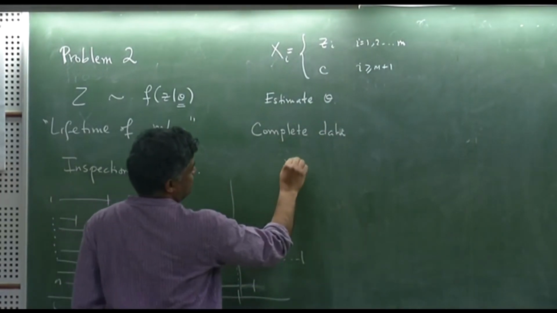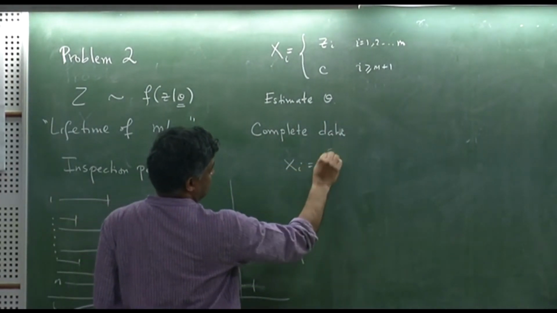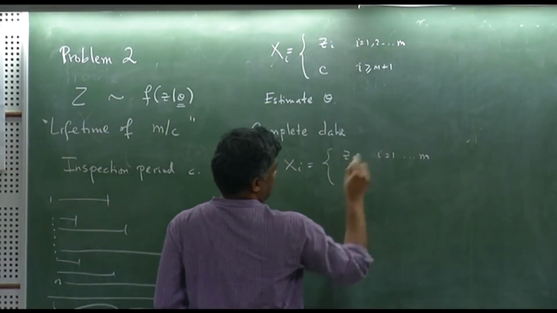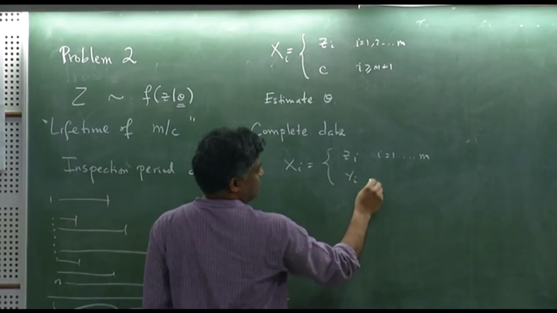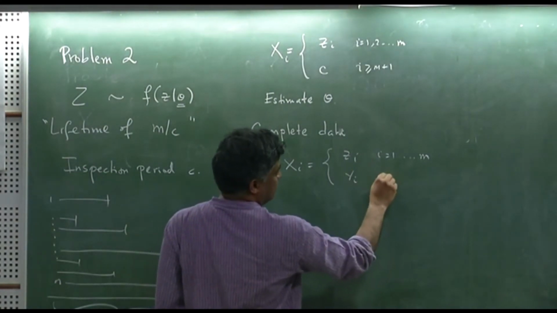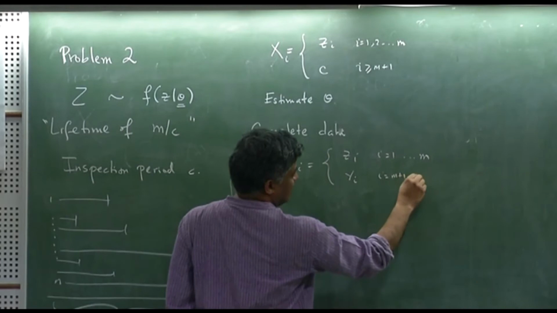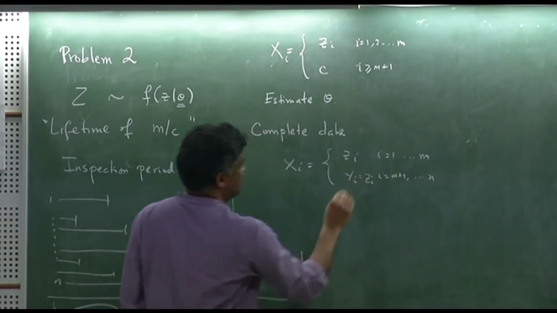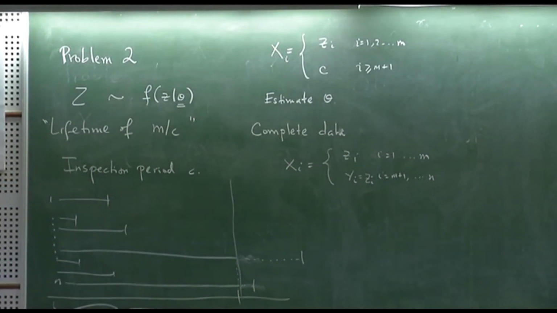Complete data in this case would have been xi equal to zi for i going from 1 through m, and also some yi, which is the missing part, for i going from m plus 1 through n. And this yi is nothing but equal to their corresponding zi. I'm just going to write it that way because I'm keeping it consistent with what was there. Yi is the missing data.